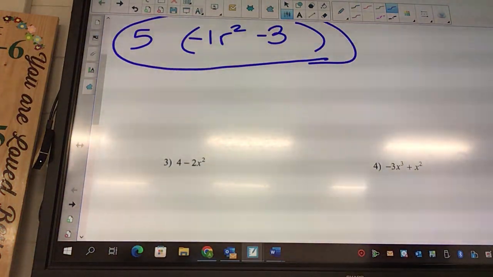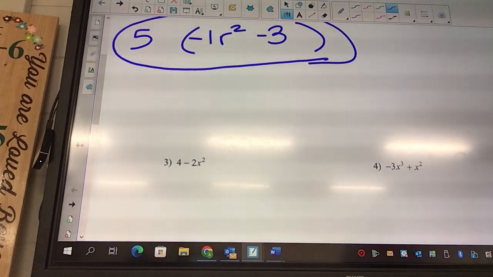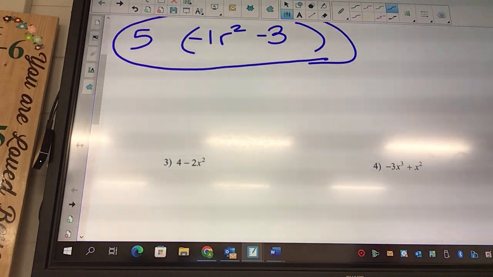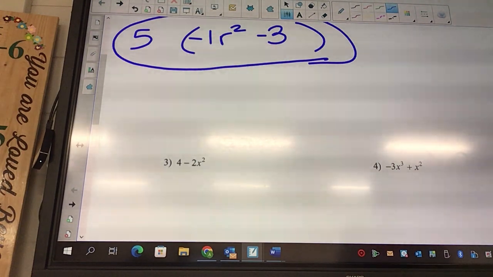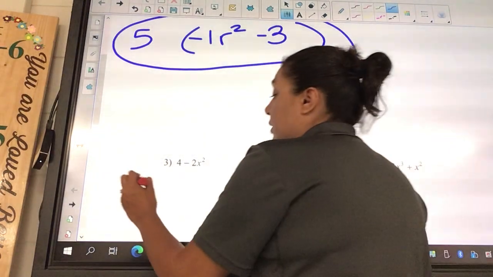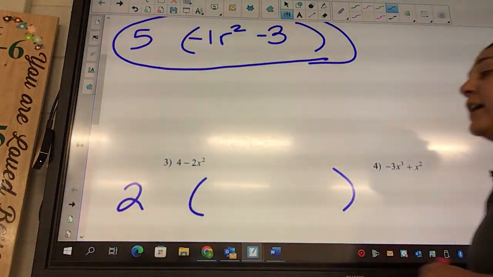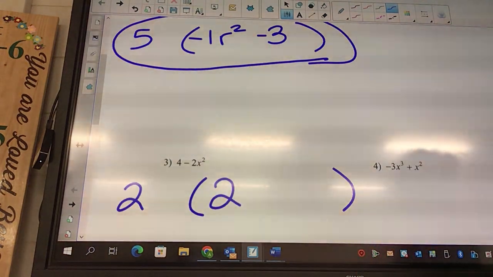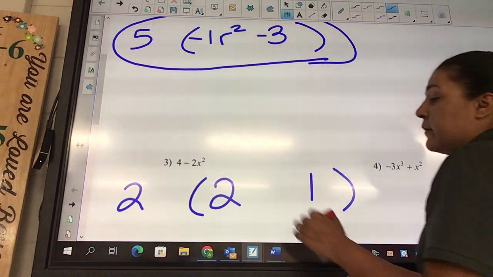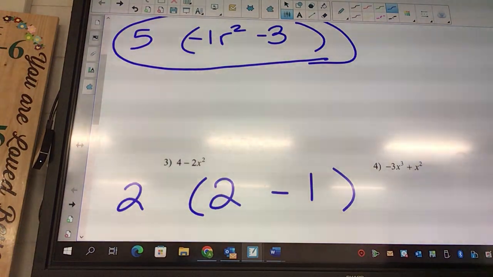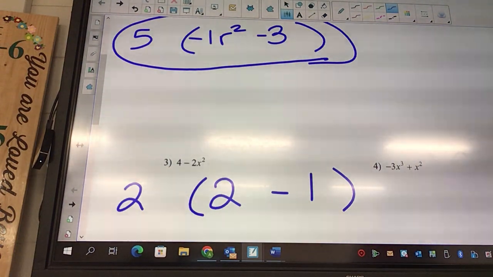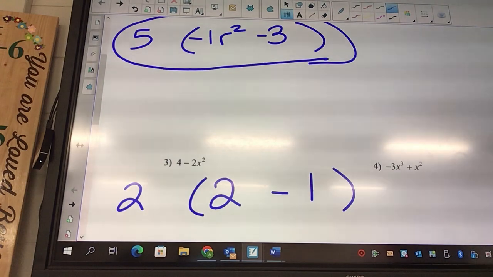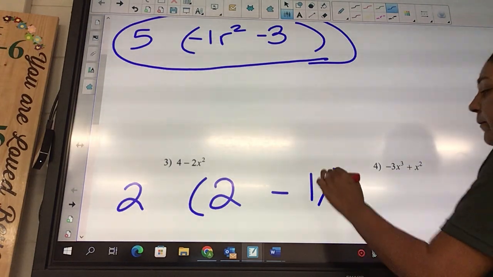4 and 2. What is the biggest number I could possibly take? 2. It could be a 2 or it could be a 1. Which one is it? 2. 2 definitely goes in. So 4 divided by 2 is 2. 2 divided by 2 is 1. Drop your signs. And then what about the X's? How many X's can I pull? None. So we're going to leave that there.